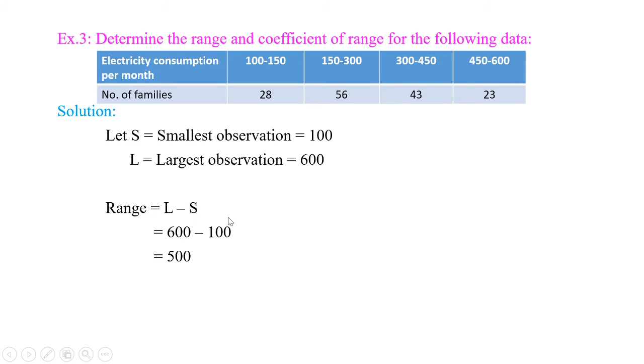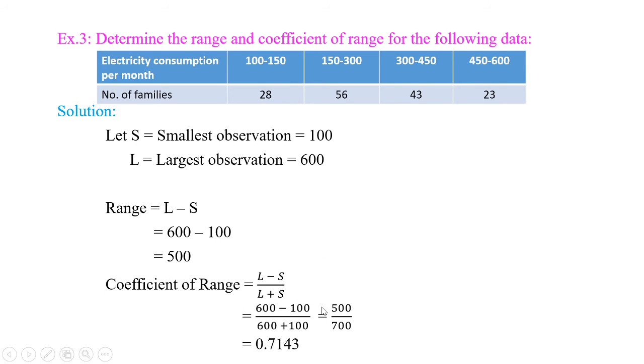So range is equal to L minus S, 600 minus 100 is equal to 500, and the coefficient of range is equal to 500 divided by 700, which is 0.7143. So student, remember this point: electricity consumption per month means classes, and these are the observations. We have to find the smallest observation and largest observation from these classes, not from the frequency. The smallest observation is 100 and the largest observation is 600.